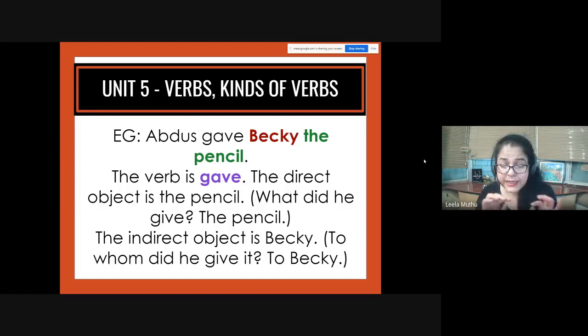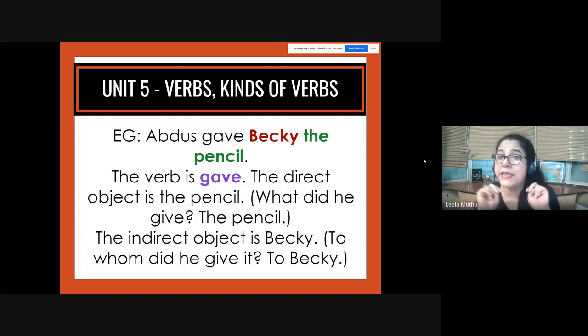The indirect object is for whom or to whom the action was done. So Abdus gave what? The pencil. Direct object. Abdus gave the pencil to whom? Becky. Becky is the indirect object. You can do it in another way also. Abdus gave whom the pencil? Becky. Indirect object. Abdus gave what to Becky? The pencil. The pencil is the direct object.